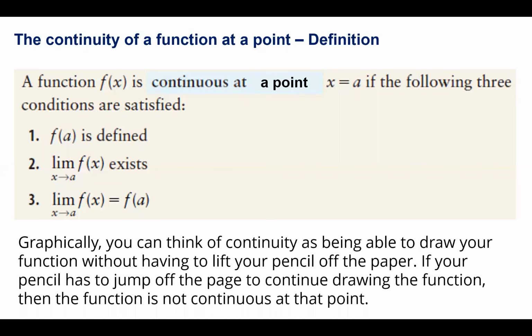First, f(x) must be defined at x equals a. In other words, f(a) must be defined. Second, the limit of f(x) as x approaches a must also exist. Third, the limit of f(x) when x approaches a must equal f(a). So all these three conditions must be satisfied such that f(x) is continuous at a point x equals a.